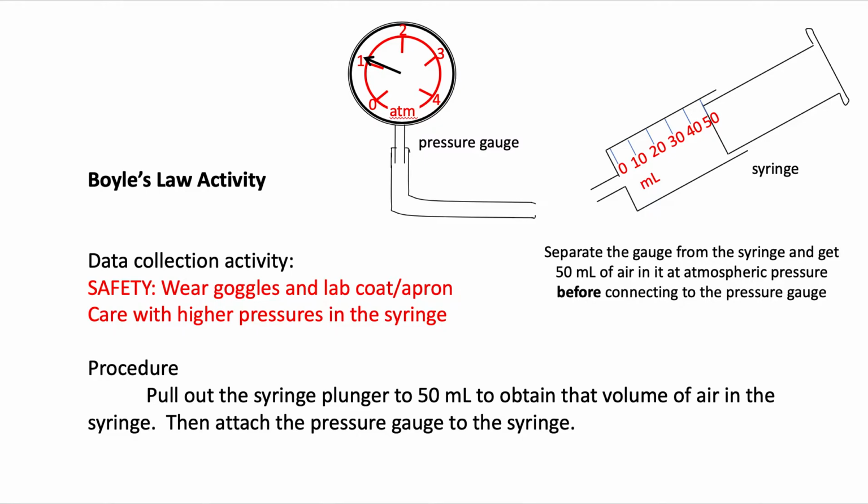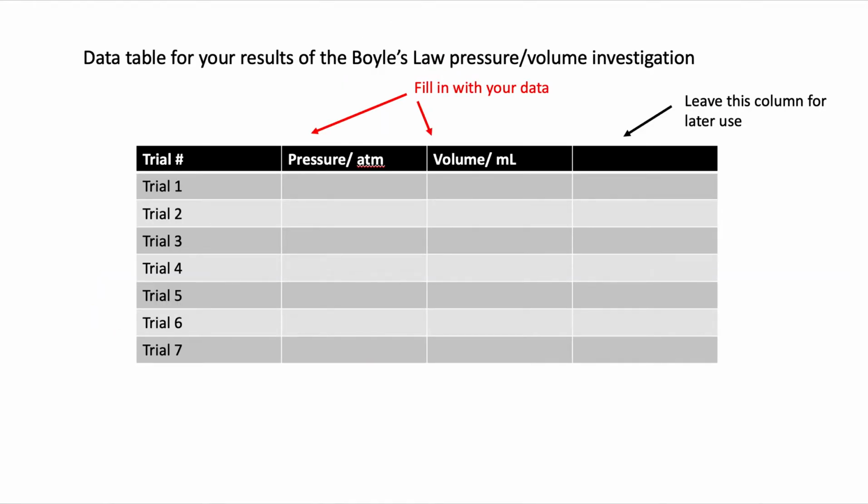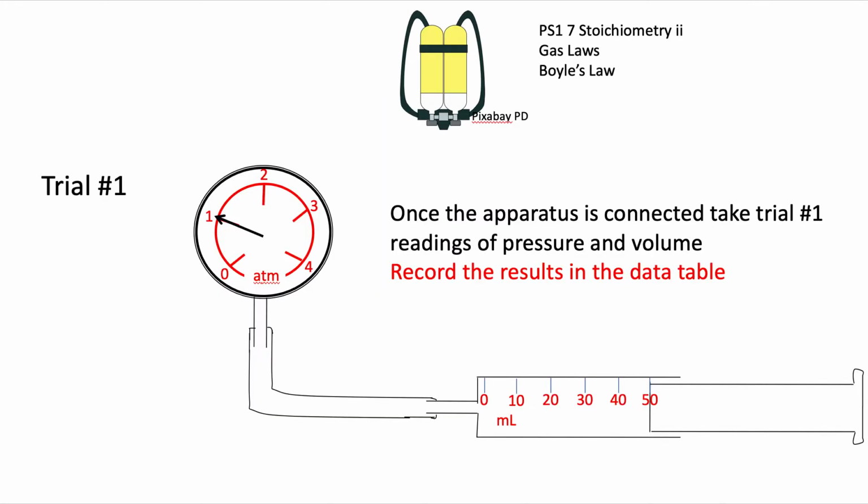You're going to collect data, and this will be your data table. You're only going to fill out the pressure and volume columns and leave the fourth column empty for later use. Our first trial is once you've reconnected the syringe to the pressure gauge at atmospheric pressure, and record the results as accurately as you can in your data table. So this is trial number 1.